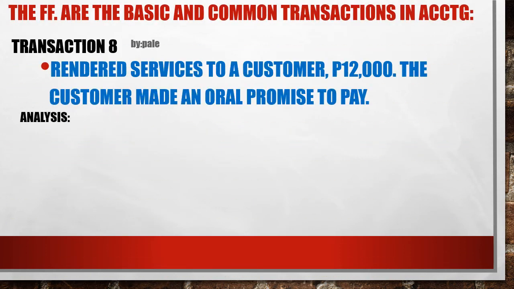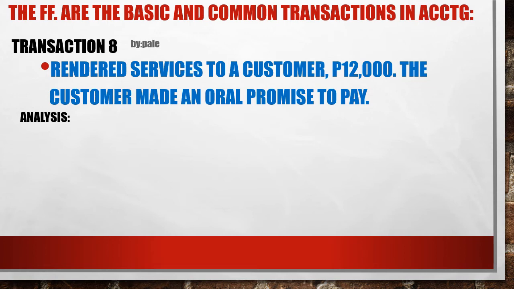Transaction 8. Rendered services to a customer, 12,000. The customer made an oral promise to pay. Another thing to look out for: try to look at who is the one who made the credit. Are we the ones crediting? Are we the ones who owe, or are we the ones owed? My example before is we are the ones who bought it, but on credit. So meaning, we are the ones who did the credit transaction, we owe. In this case, we rendered services, but our customer did not pay us. They are the ones who made the credit transaction, meaning they owe.